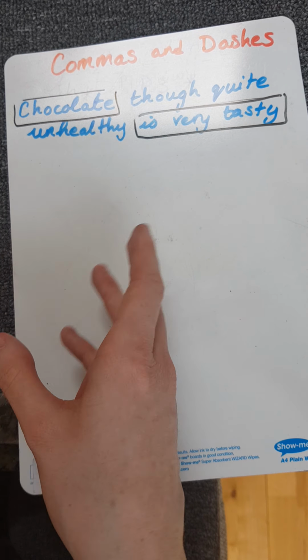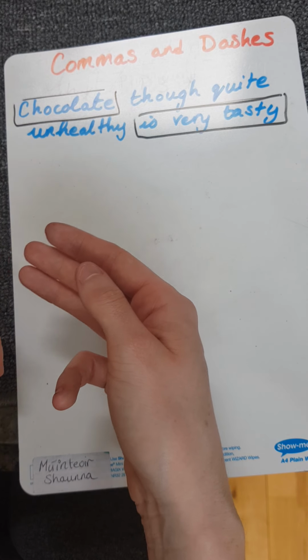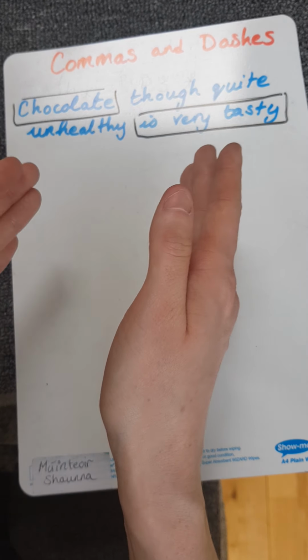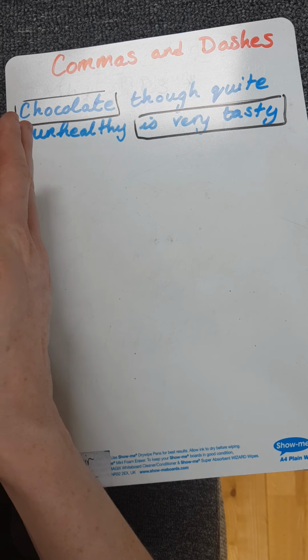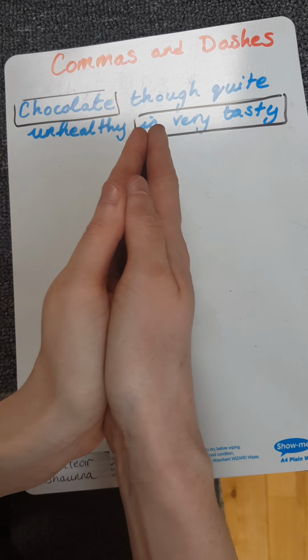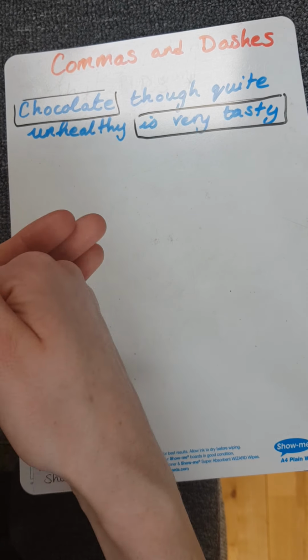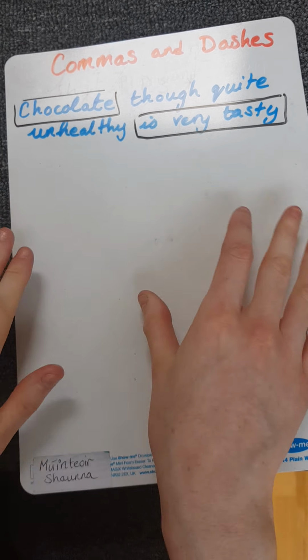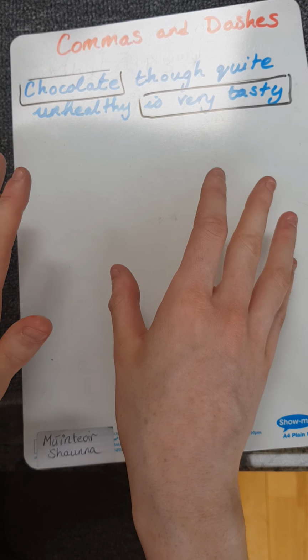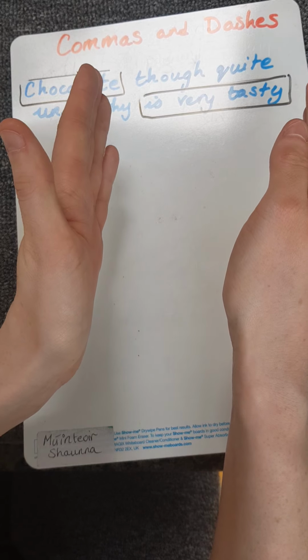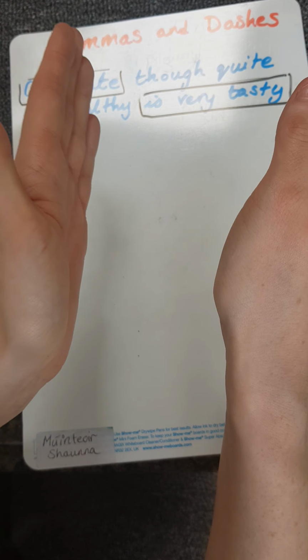Now, I have added extra information into this sentence, and the extra information which has been added is that it is unhealthy. Chocolate, though quite unhealthy, is very tasty. What that basically means is even though chocolate is quite unhealthy, it tastes really nice, okay? So that sentence, we've broken it down. We know chocolate is what we're referring to, and the main piece of information about chocolate is that it is very tasty.